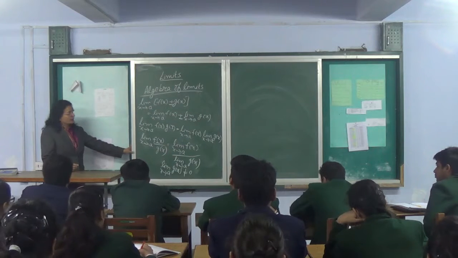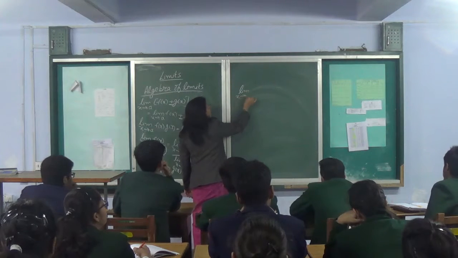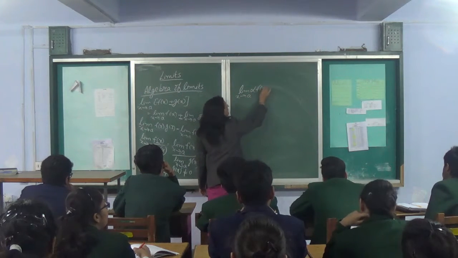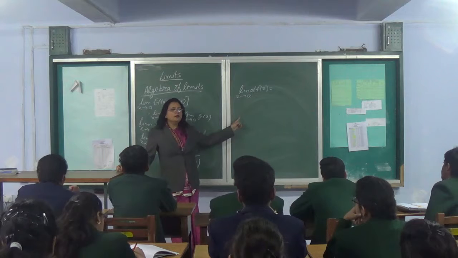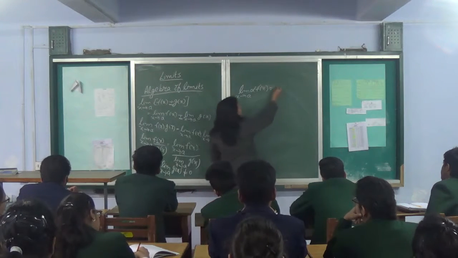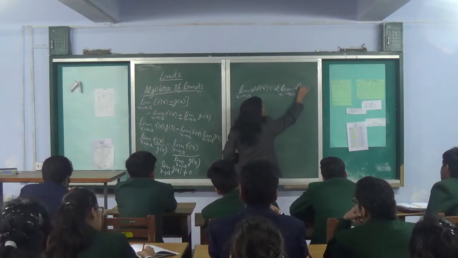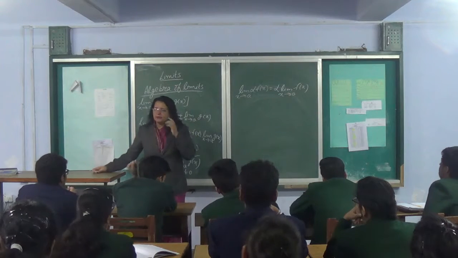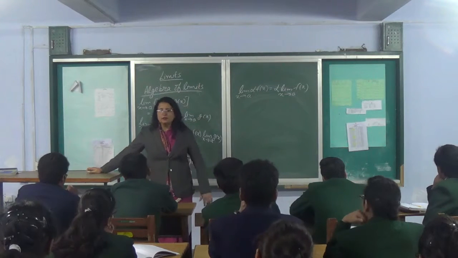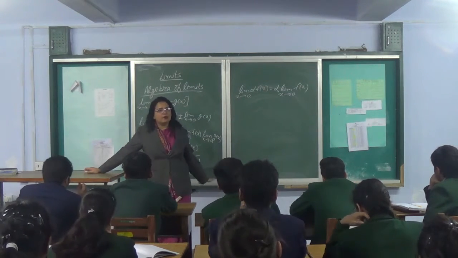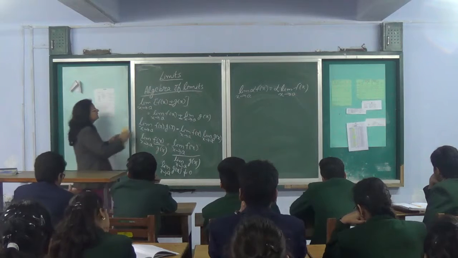Is it okay? And one more property over here is limit x tending to a alpha into f(x), where alpha is any scalar. Scalar means any real number. So this can be evaluated as alpha times limit x tending to a f(x). So if you have any constant multiplied with the function, you can take that constant out of the limit and evaluate the limit of the given function. So this is the algebra of limits. Now let's evaluate a few limits here.